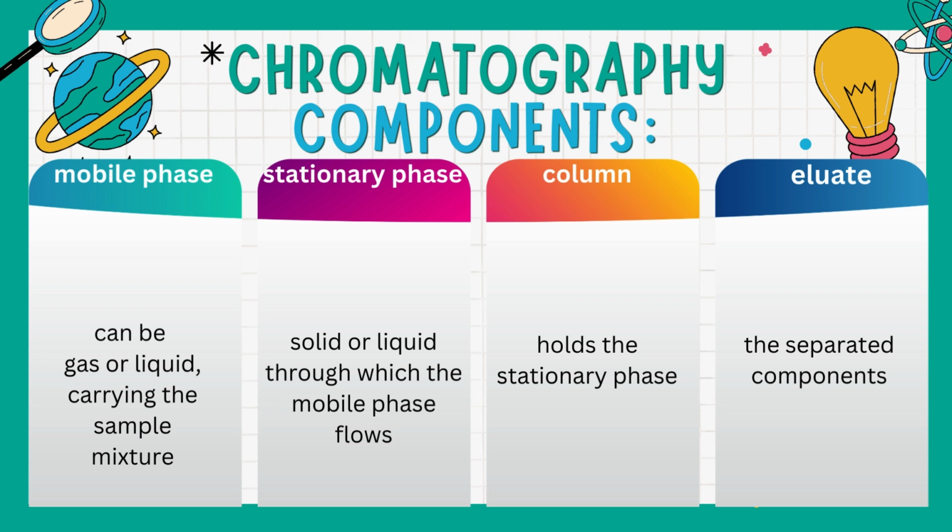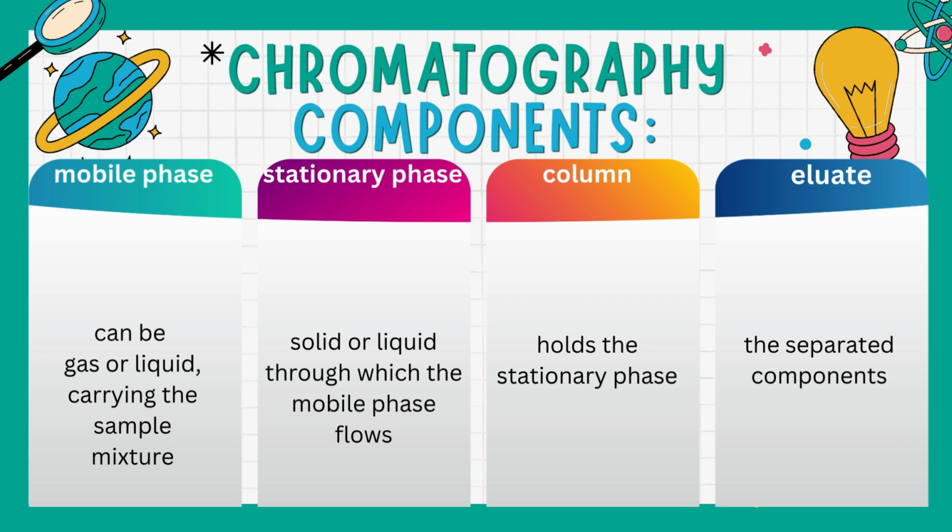For the stationary phase, it is the material that remains fixed, hence stationary, right? Inside the chromatography system, it interacts with the sample components, causing them to separate as they move through the stationary phase at different speeds. And then the column is the container; it holds the stationary phase.